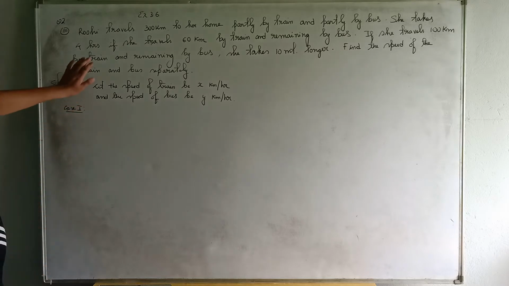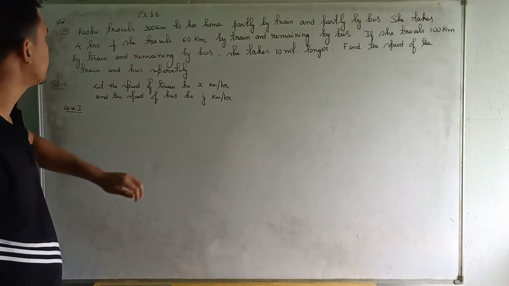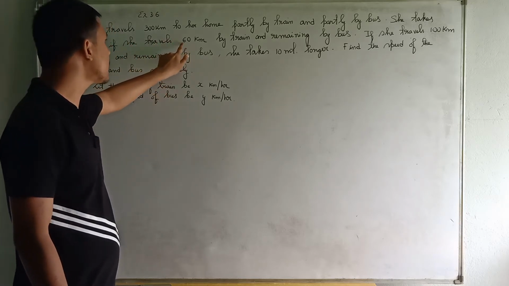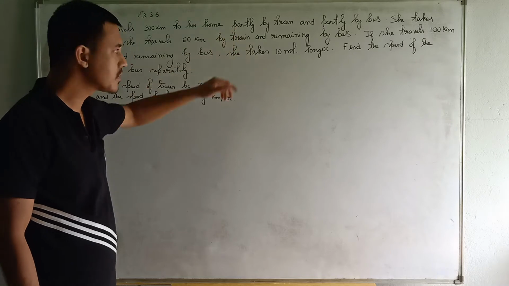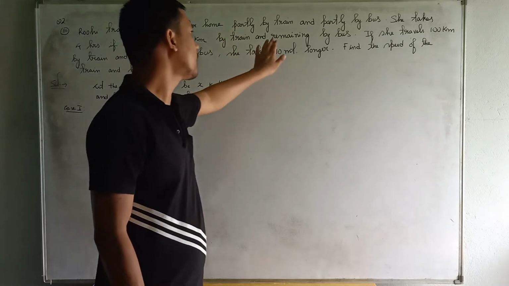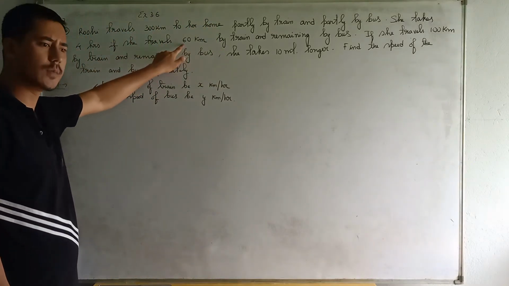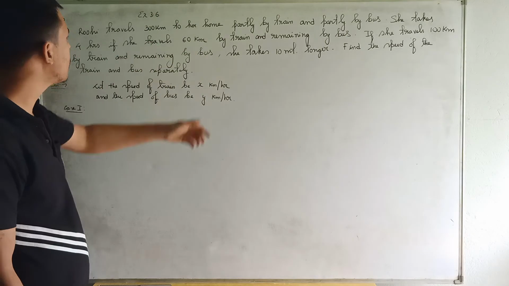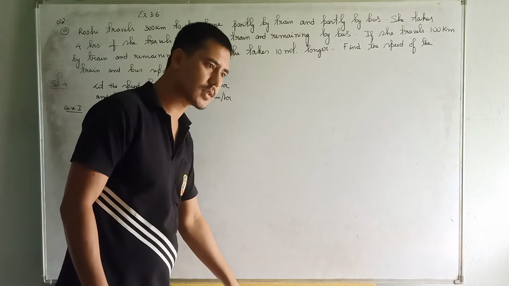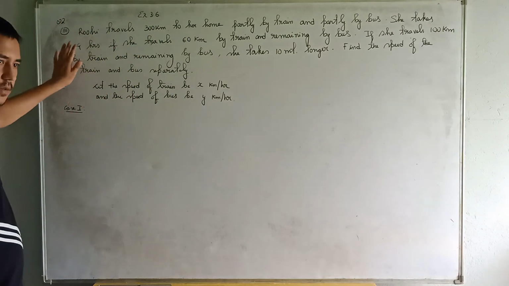the total distance to her home is 300 kilometers. Out of that, in the first case, she travels 60 kilometers by train. So the distance covered by train would be 60 kilometers. And the remaining by bus, out of 300 kilometers, if she travels 60 kilometers by train, then the remaining distance, 240 kilometers, she will travel by bus. In that case, she takes only 4 hours.